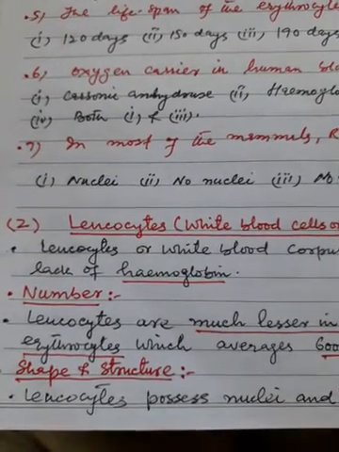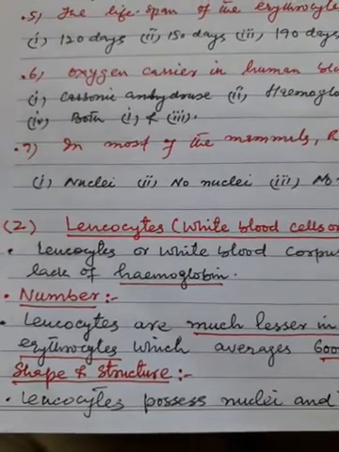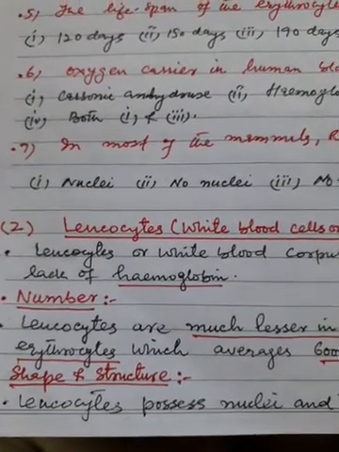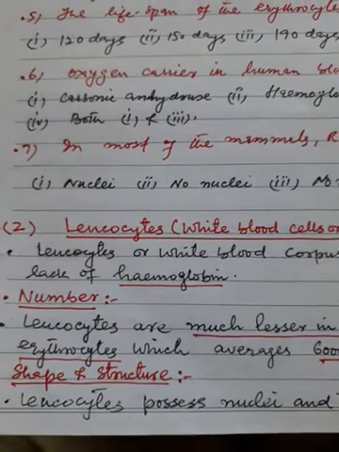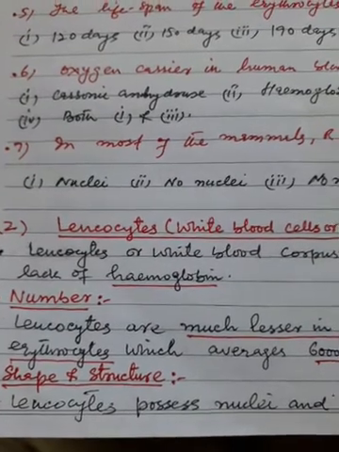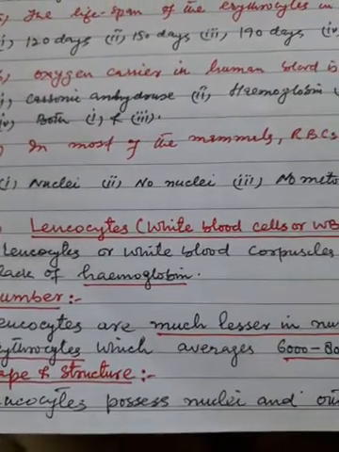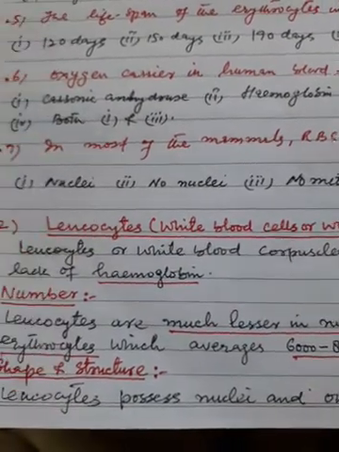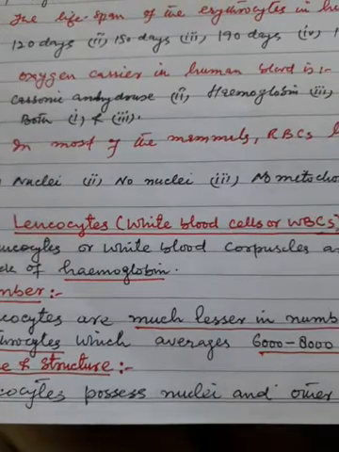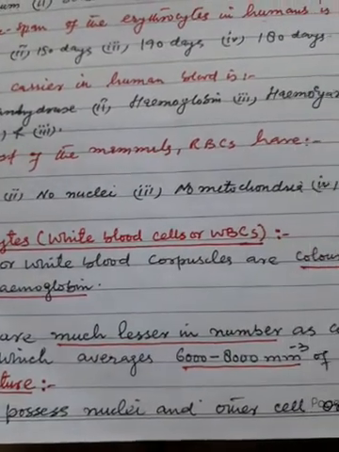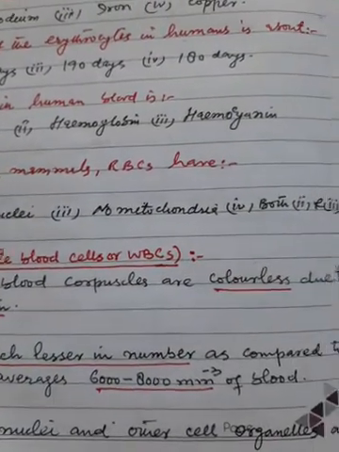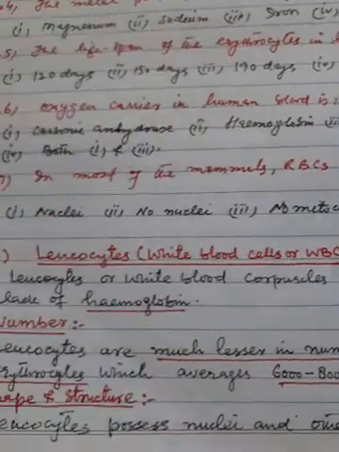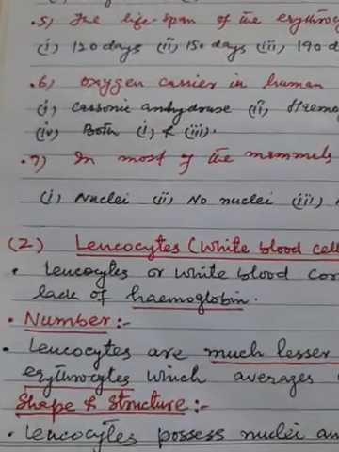We were having our previous class about the formed elements of blood, and that was about the erythrocytes. Now, today we shall be dealing with the leukocytes and platelets. Leukocytes are also called white blood cells, or corpuscles, or WBCs. Leukocytes, white blood corpuscles, are colorless due to the lack of hemoglobin.